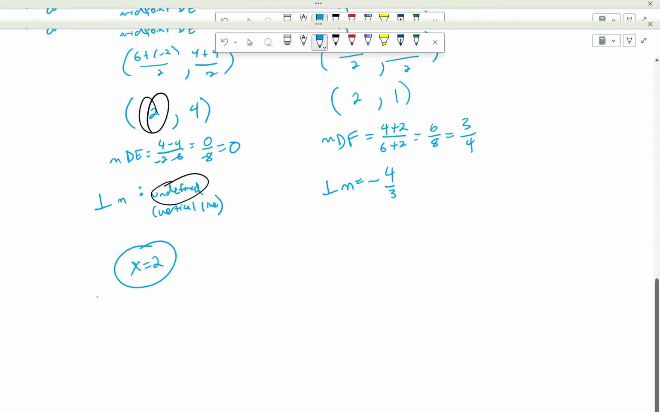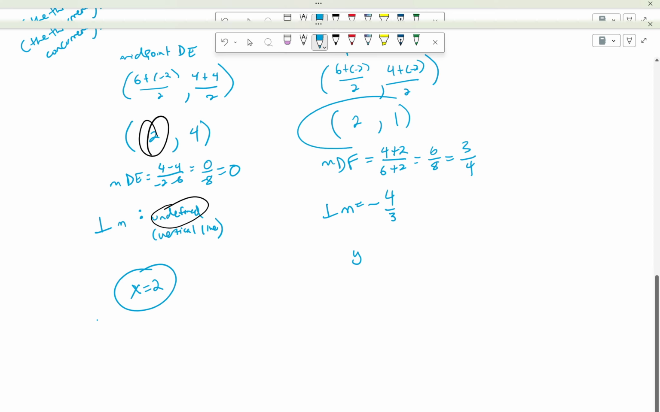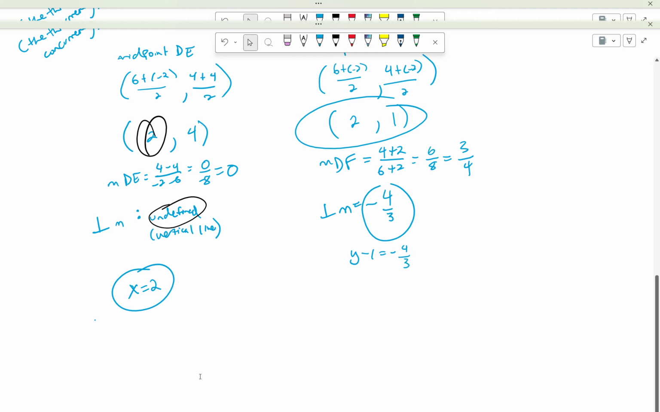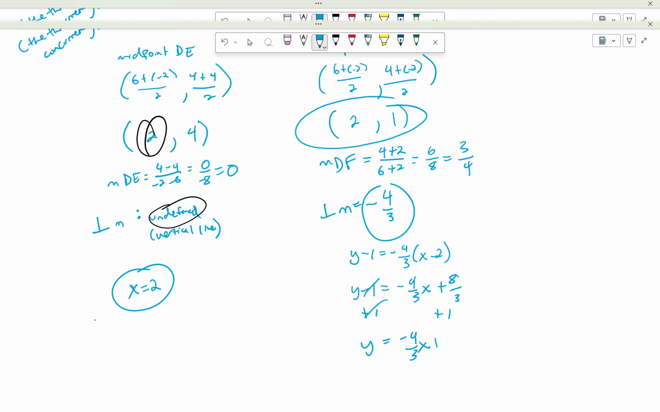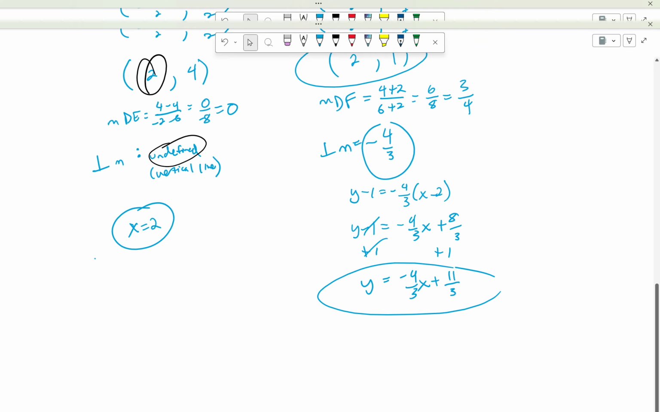And then now I need to create my equation over here, which we did in class. So here's my coordinate, 2, 1. Here's my slope, negative 4/3. So y minus 1 is equal to negative 4/3 times x minus 2. I'm using point slope form. I could do slope intercept, but I'm just choosing point slope. And then I'm going to distribute here. y minus 1 is equal to negative 4/3 x plus 8 over 3, plus 1. So y is going to be equal to negative 4/3 x, and then plus 1, it's 3 over 3, and that's going to be 11/3, right? So that's my y.